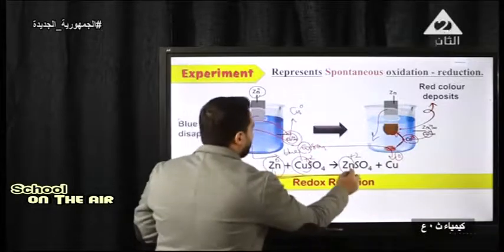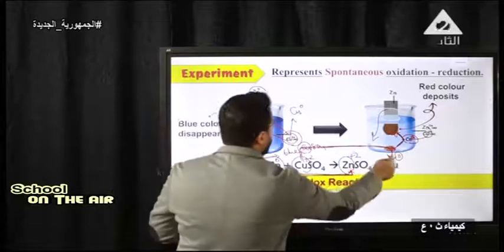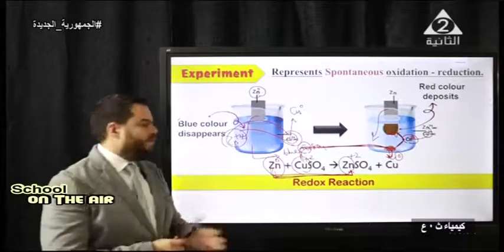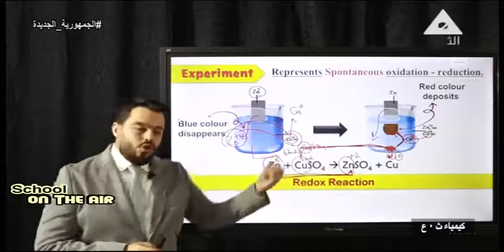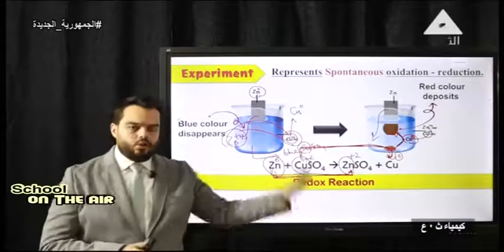So you have oxidation and you have reduction. You are losing and you are gaining. You are transferring the electrons from zinc to copper. So it's a redox reaction which transfers the electron from one substance to another.